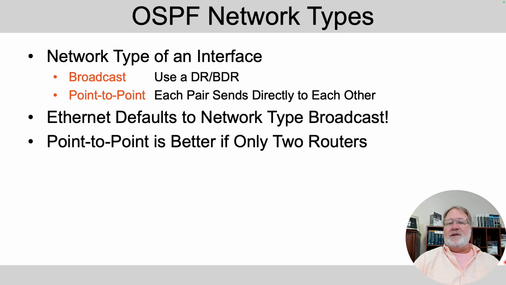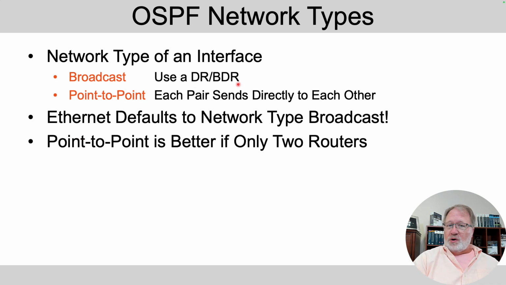One last short topic to wrap up. I mentioned that the OSPF network type of broadcast is the default on Ethernet interfaces. So what does that mean? That means it's directing OSPF to send hellos to discover neighbors, but then to use a DR and BDR.